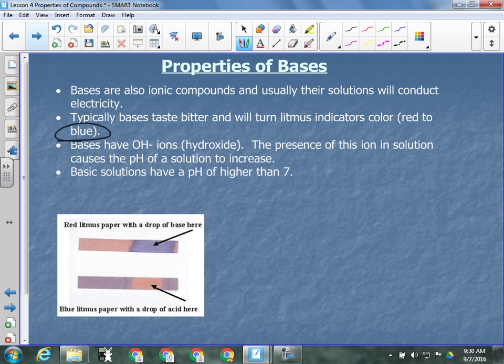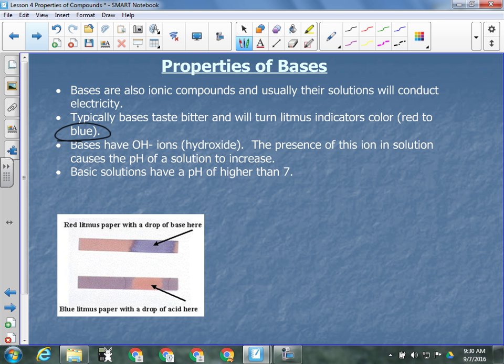Again, we're not going to be doing any taste tests, okay? But things that would taste bitter as a result of being basic would be things like soap. Soap tastes bitter because it contains lye, which is a really strong base. That's how they make soap. Drawing a blank on other bitter things, but anyway, they'll generally taste bitter, but we're not going to be tasting them, so it doesn't really matter.